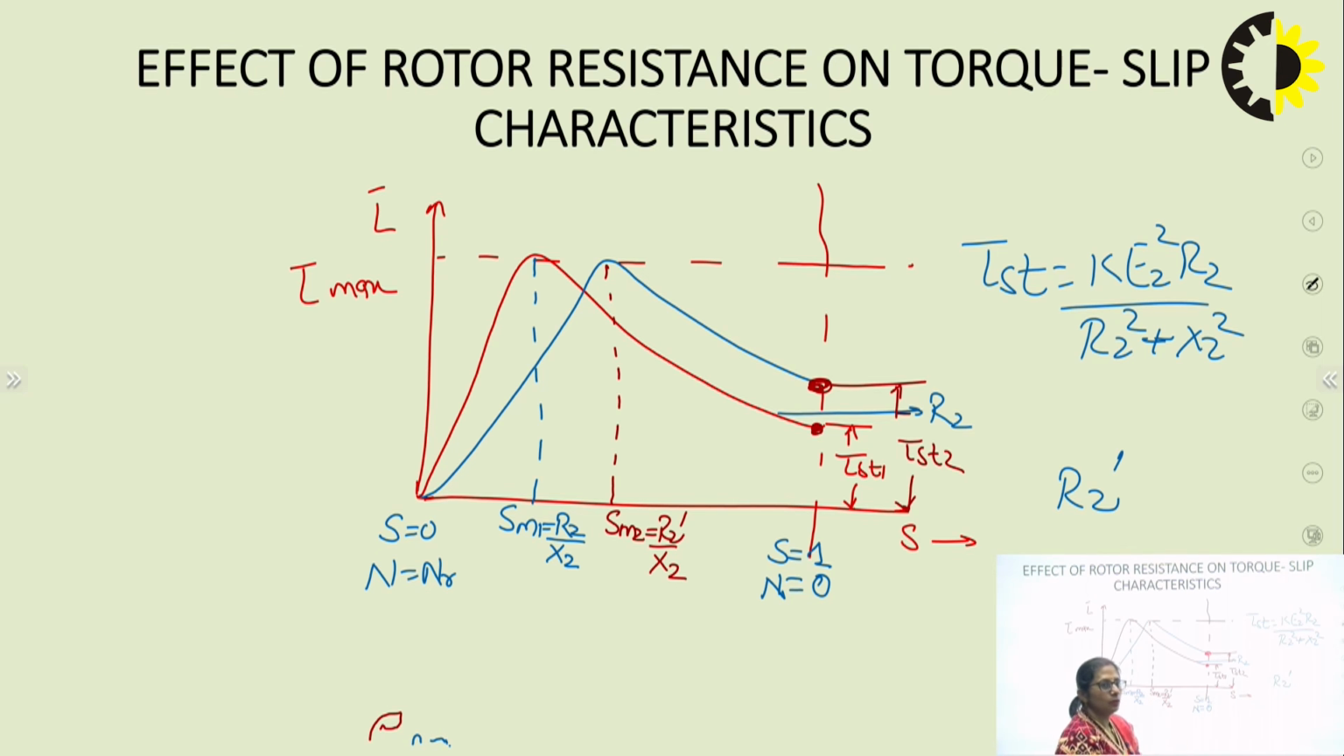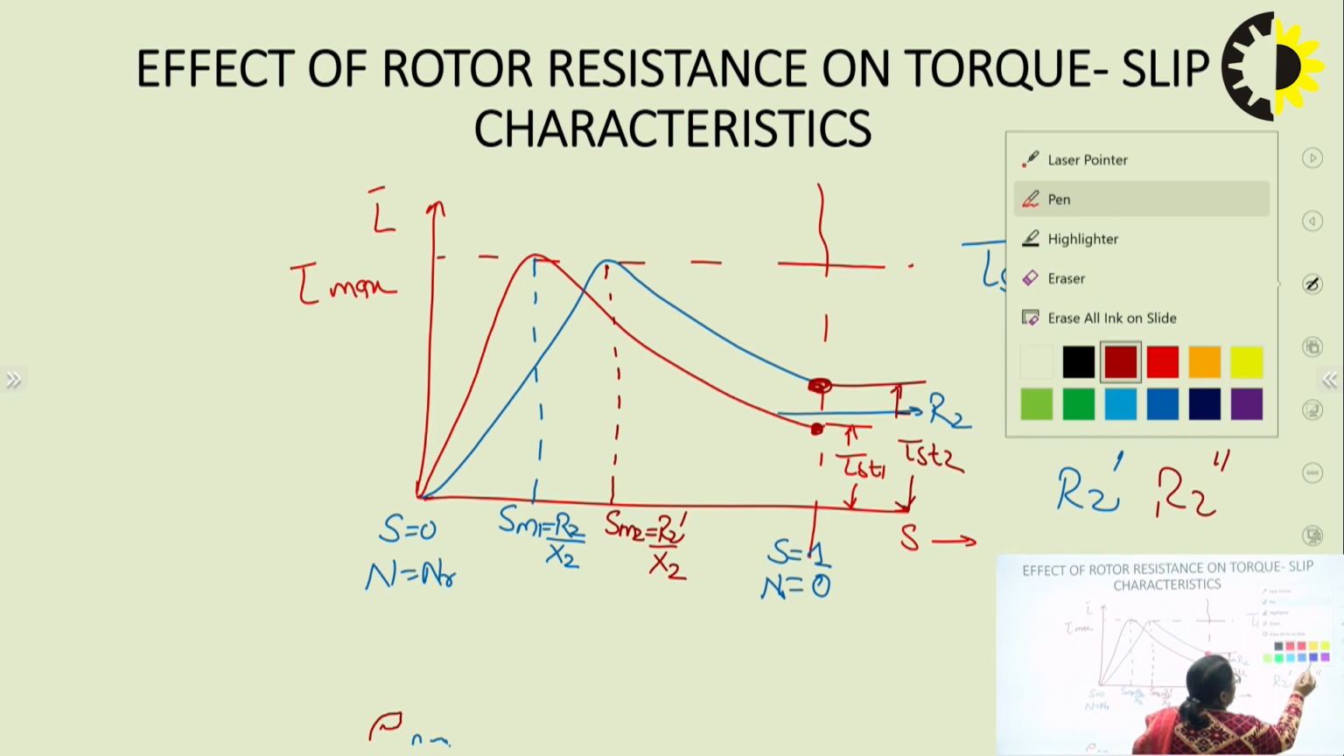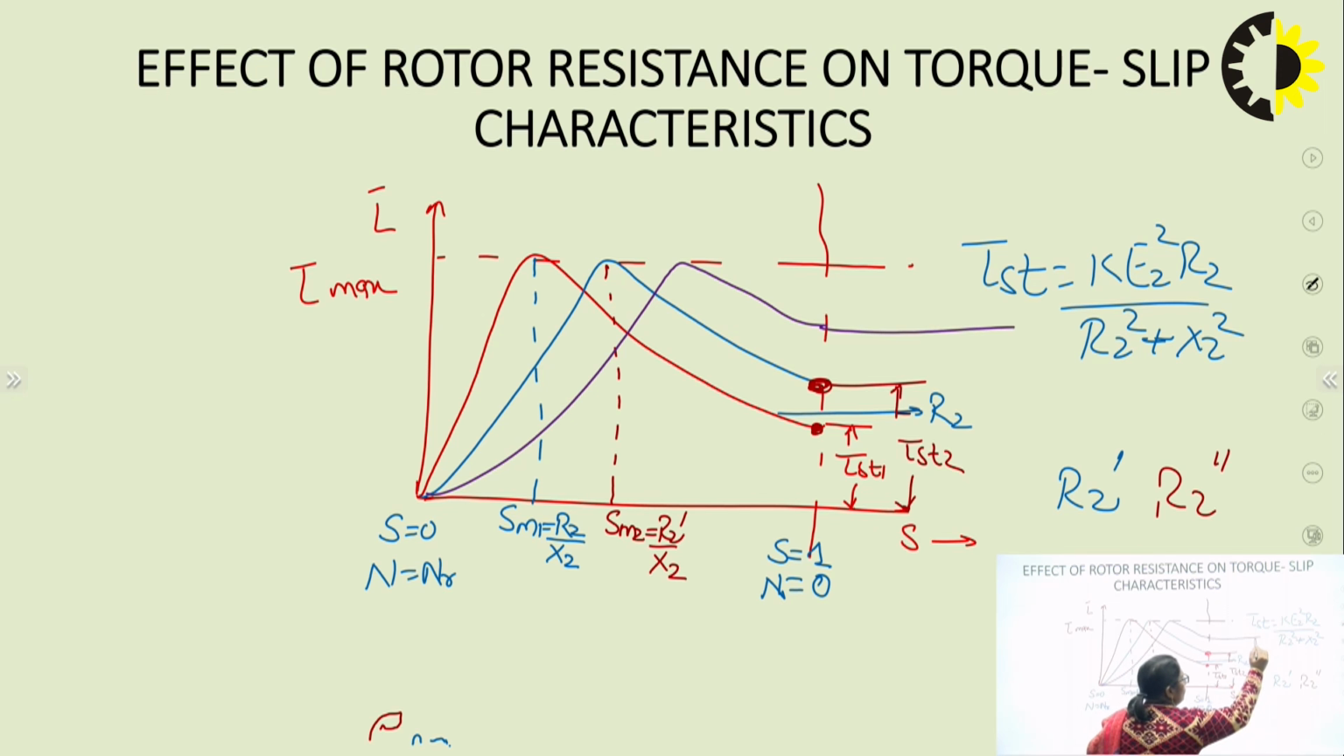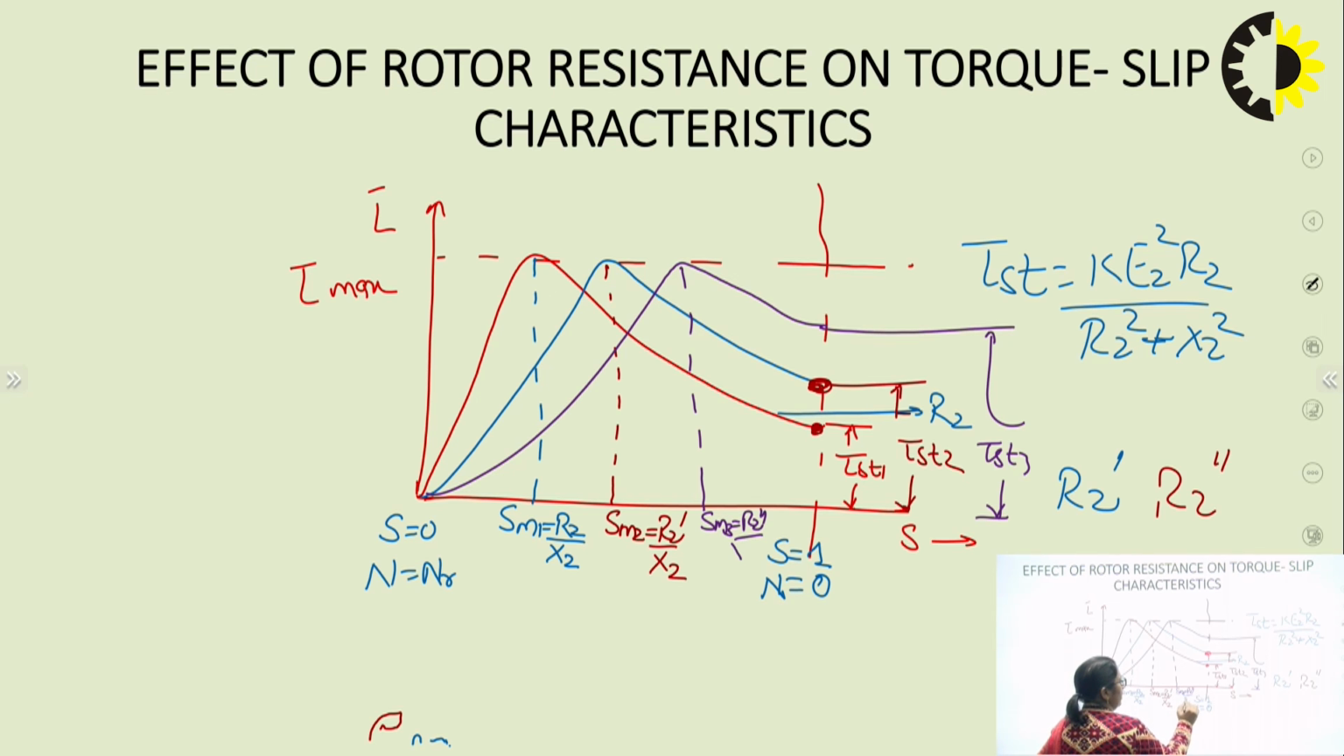Similarly, I further increase the rotor resistance to R2 double dash. What is going to happen in that case? Once again, I'll have the same maximum torque but an increased starting torque. This time the starting torque will further increase, tau ST3. But the maximum torque magnitude is remaining the same. Once again, the slip at which this maximum torque occurs, say SM3, given by R2 double dash by X2, will be here. Similarly, I keep on increasing the rotor resistance.